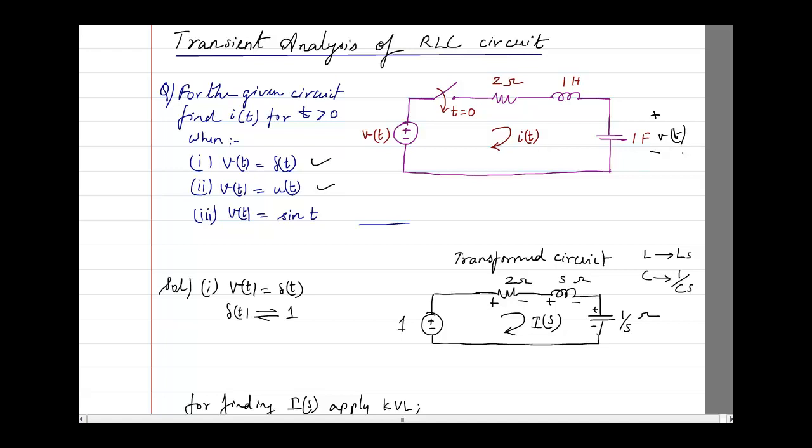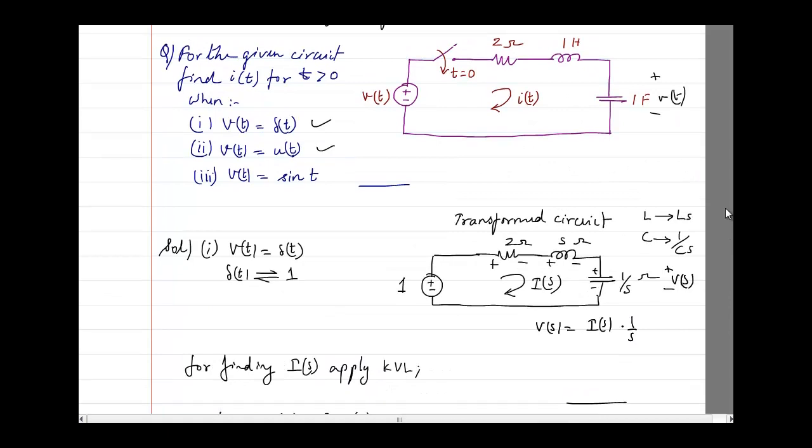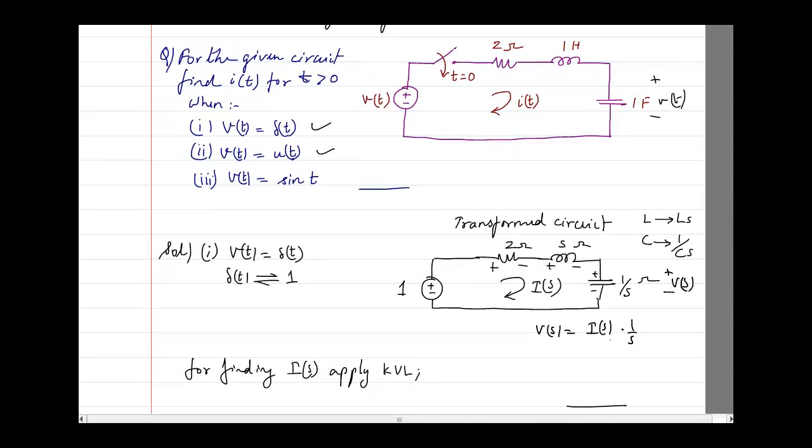See, what is V of t? V of t can be basically found out. If you look at the transform circuit, they are basically asking you to find V of s. So if you want to find V of s, what is V of s? V of s is equal to I of s into 1 by s. So instead of doing partial fraction of I of s, I will multiply I of s with 1 by s and then get V of s and then do its partial fraction.